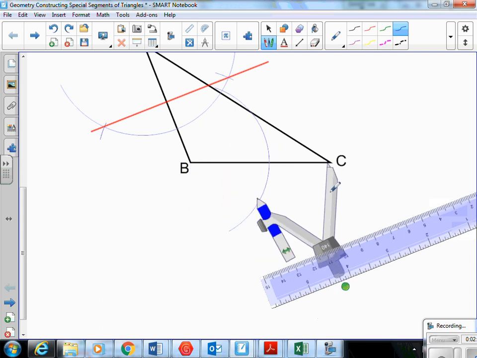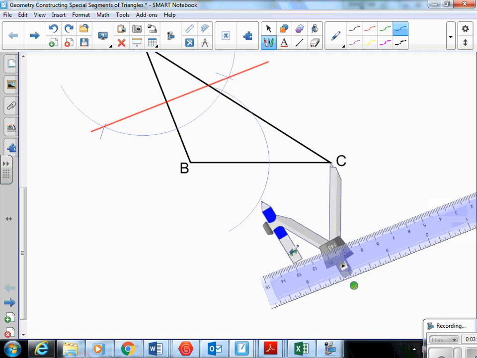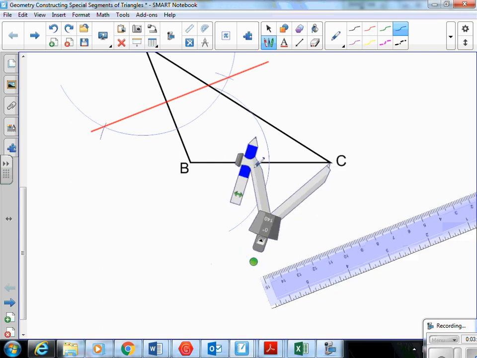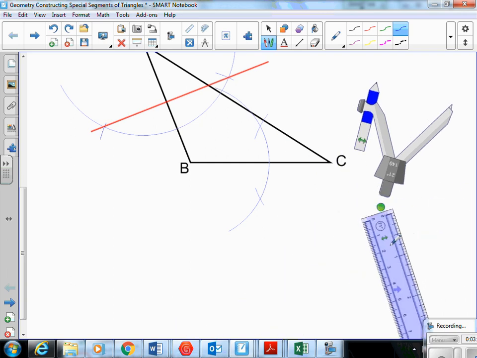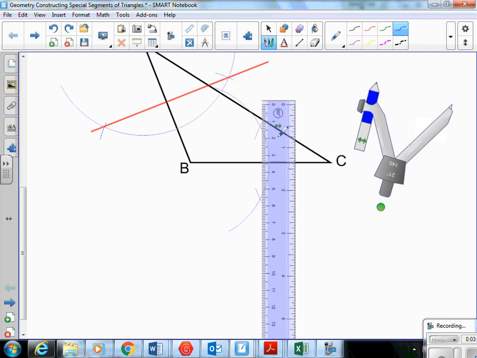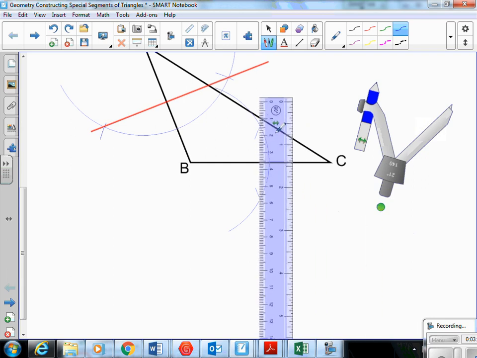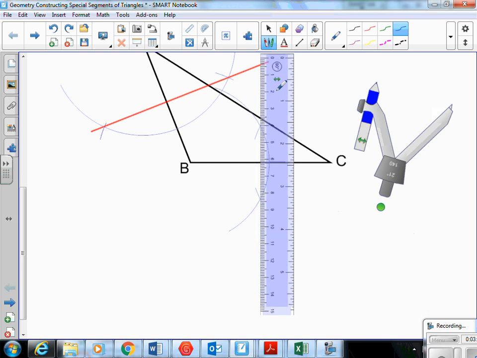Move over to point C. Mark those intersections. So right here and here. Bring in our straight edge, line up those two intersections, and draw in that perpendicular bisector.